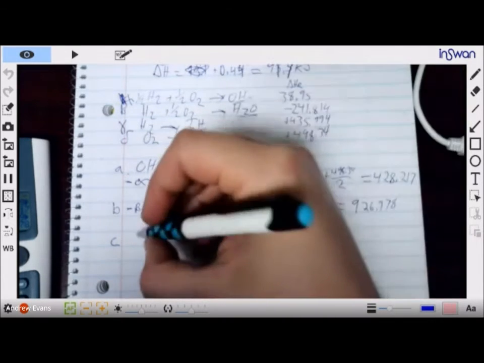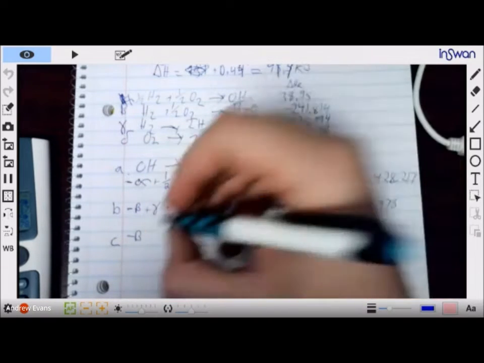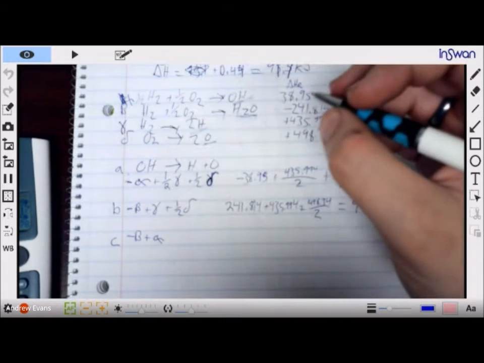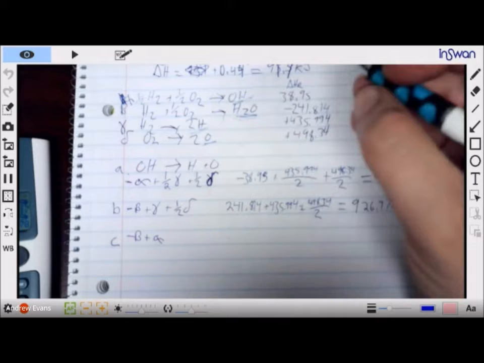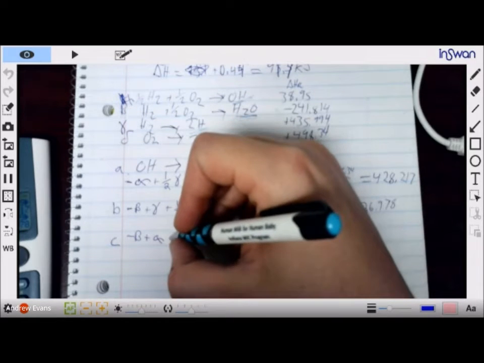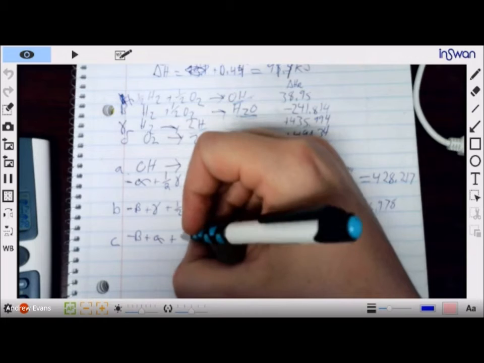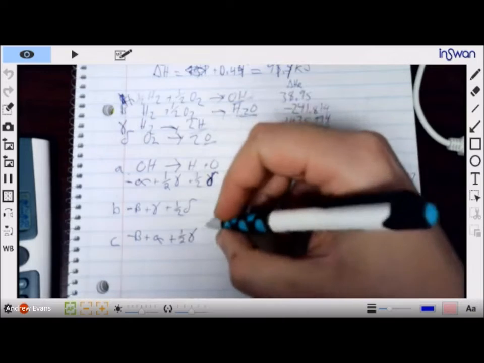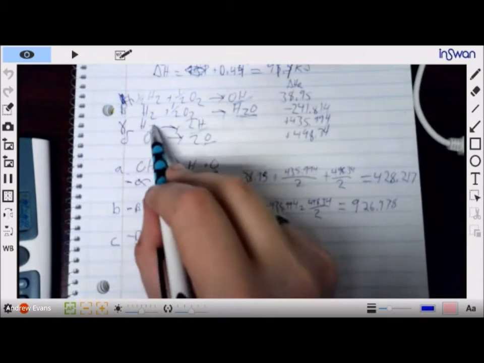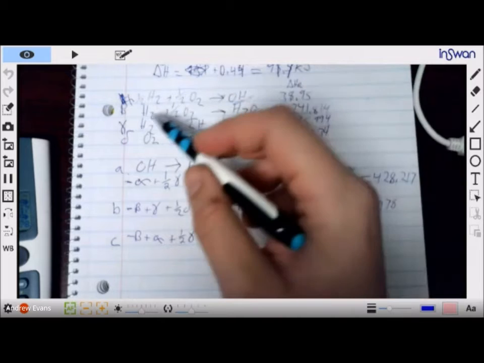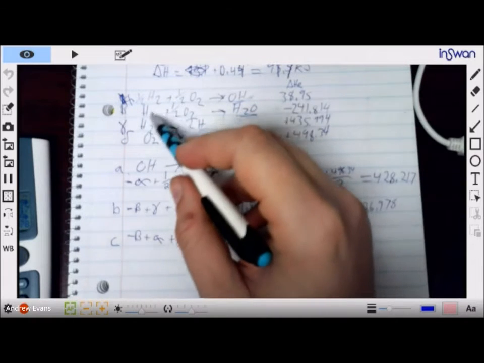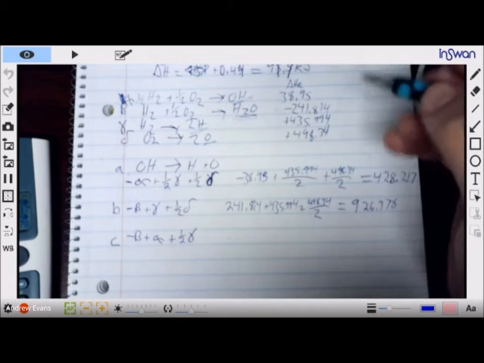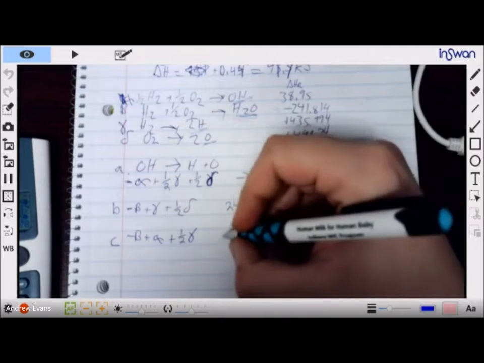So once again, would have a negative beta, but this time would have a positive alpha and a half equivalent of gamma. Because you'd have 1 half H, adds up to 1 half H, which is 1 whole H, which would cancel out with the 1 whole H there. Would have 1 half O2, cancel out with 1 half O2. Put that in mind.